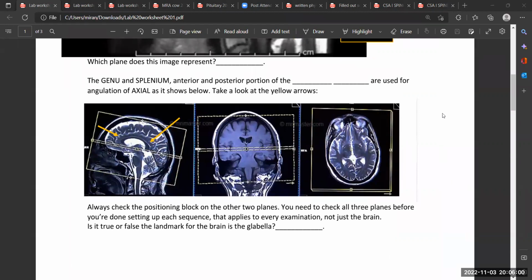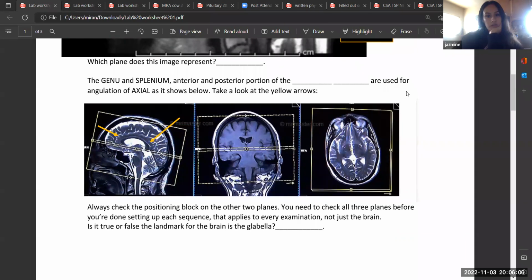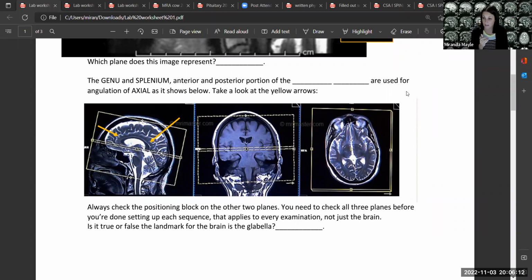So genu and splenium are the anterior and posterior portion of what? Corpus callosum. Yes. Again, this is what we're doing that slice angulation with when we are setting up for our axial scan plane. So here is that demonstration again. We have the 3-plane localizer that we run. First thing we run when we put a patient in the scanner is our localizer to be able to see the anatomy and know what we're covering.